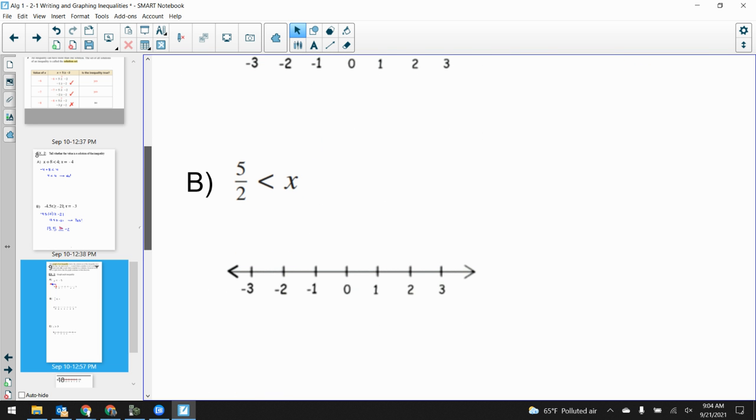Now, do you know offhand where 5/2 goes? No? I mean, if you don't, then turn it into a decimal to estimate where it should go. What is 5/2 as a decimal?